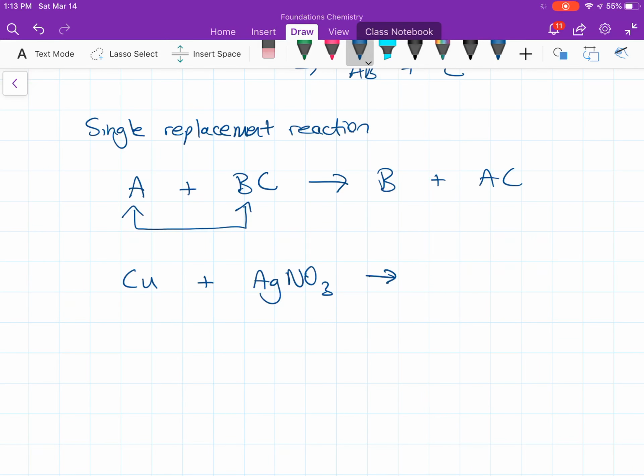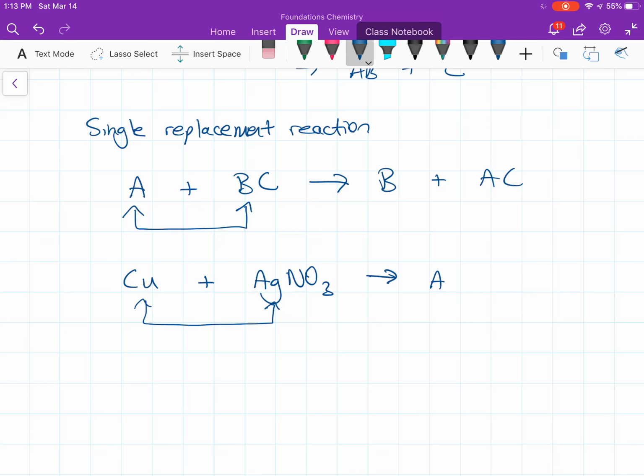tells you that the element that's alone needs to be above the element that it's replacing. So when you look on an activity series chart, copper is well above silver. That's why we wear silver, because it's very not reactive. And gold and platinum, they're the lowest on the activity series. Anyway, copper can trade places with silver, and then we literally saw silver forming in our little 12-well plate, and we're not going to balance this or anything, and we made copper nitrate. Okay, so that was a single replacement reaction.